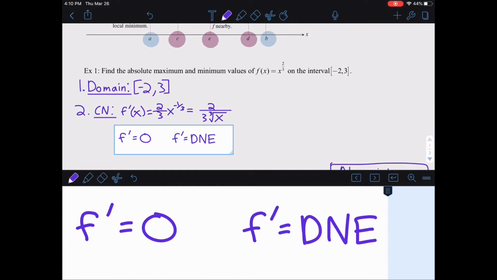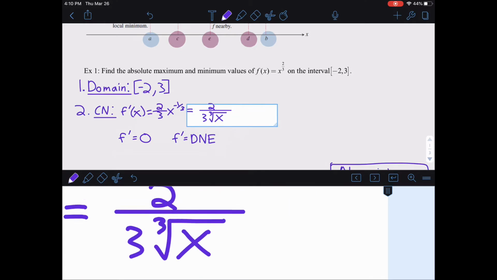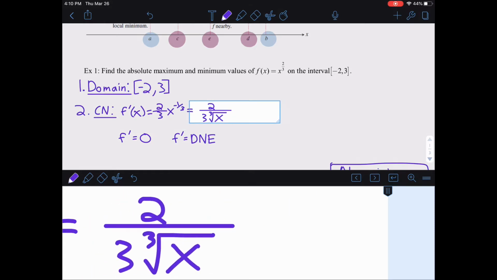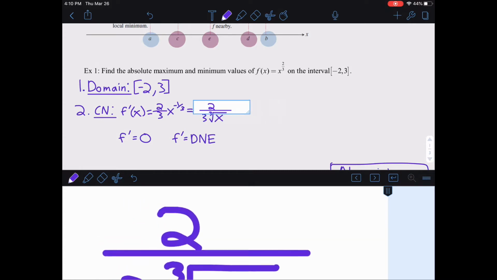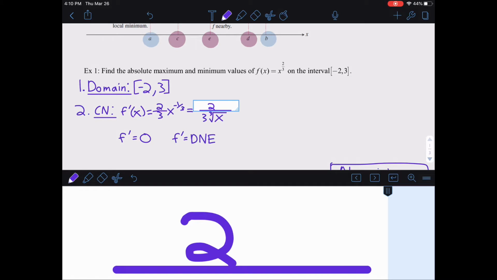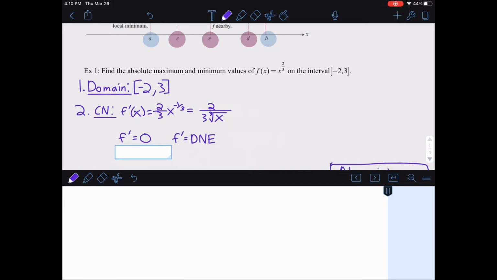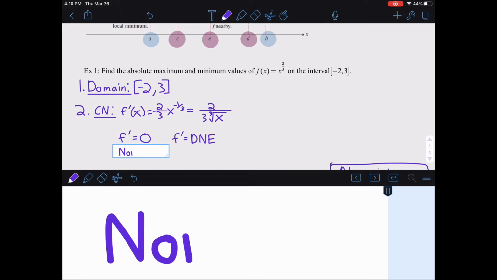Okay, we have to solve both of these equations. If I take this fraction and set it equal to 0, let's think about it. How can a fraction be equal to 0? Well, I need the numerator to be equal to 0, right? But my numerator here is a 2. There's no variable there. It's a constant. It's always 2. So can that numerator ever equal 0? No. And so I'm going to write none from there.